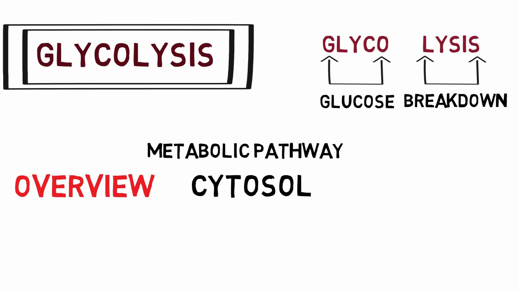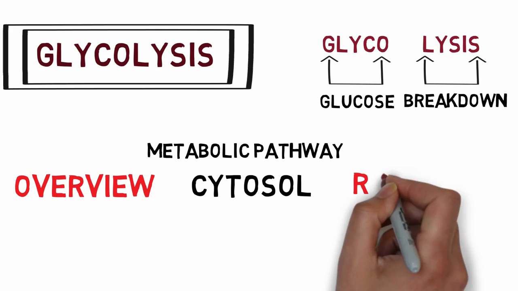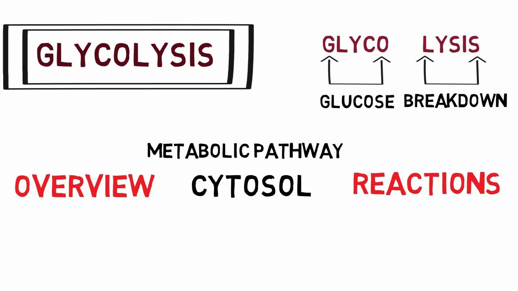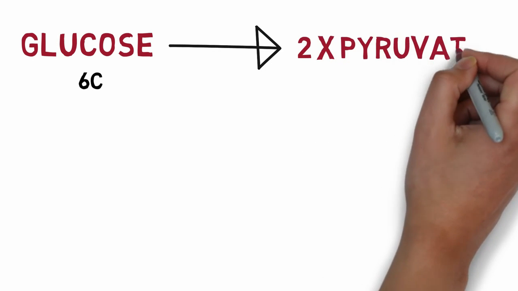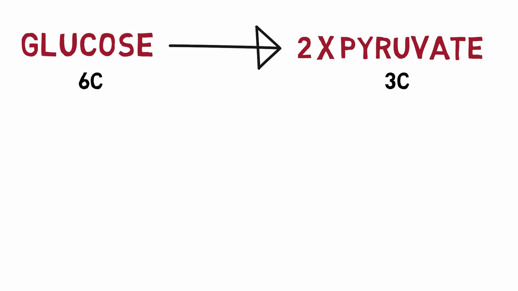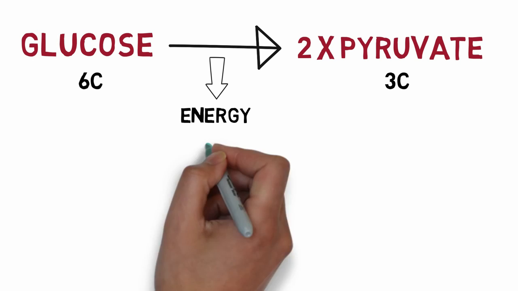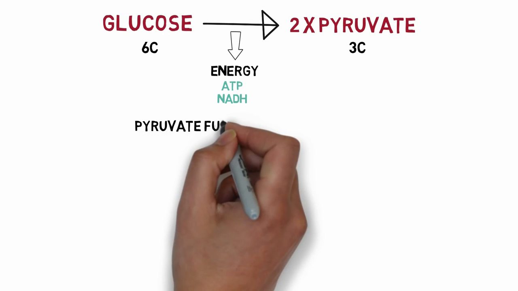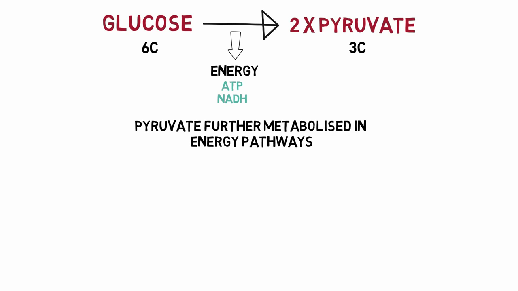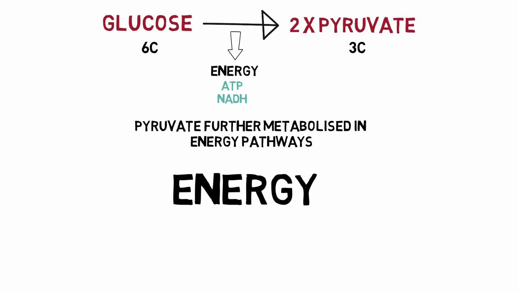First, we will have an overview of this process and then we will study the various reactions involved. In glycolysis, one molecule of glucose, which is a 6-carbon compound, is broken down into 2 molecules of pyruvate, which is a 3-carbon compound. And in this conversion, energy is released in the form of ATP and NADH. The pyruvate formed is further utilized in various energy producing pathways that produce more energy.